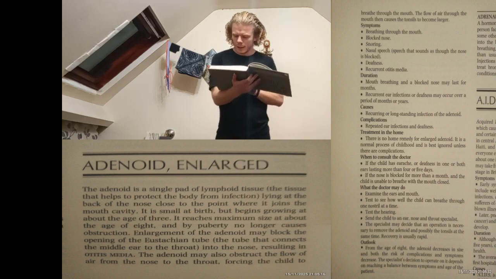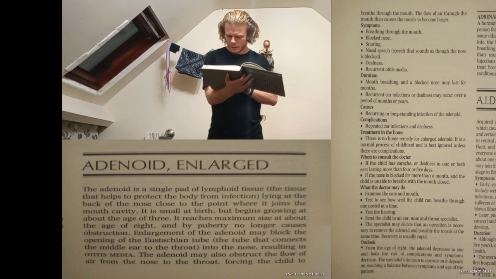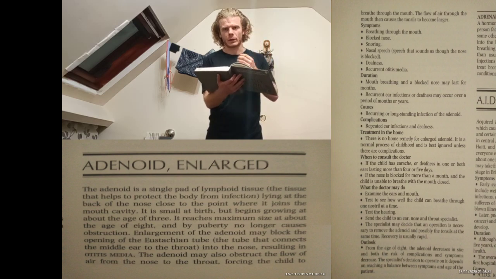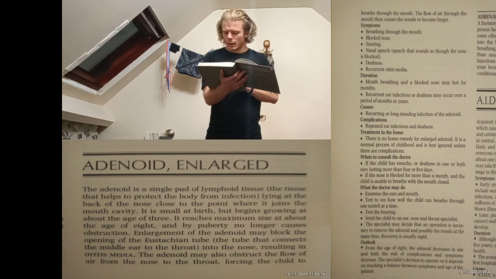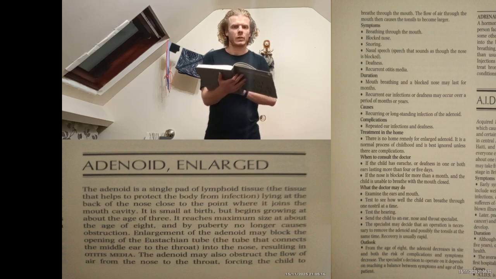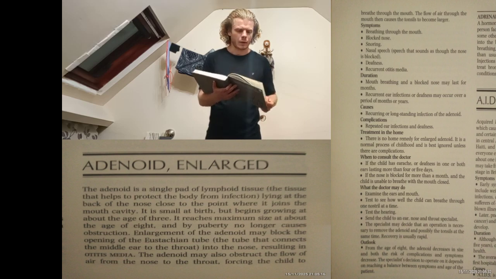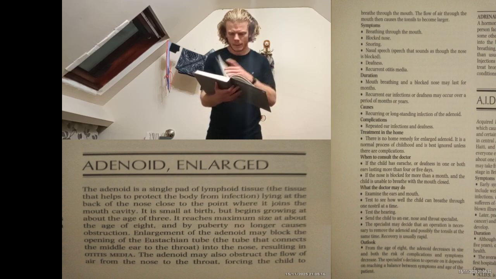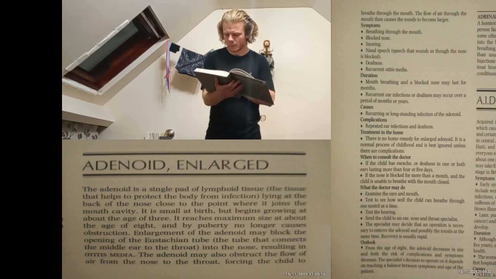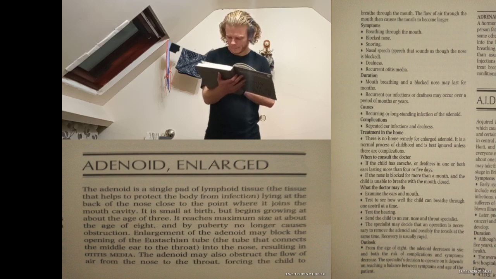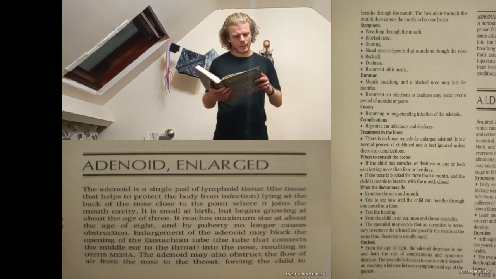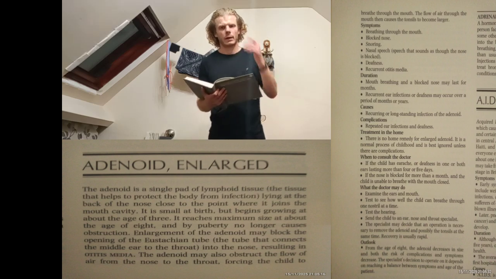If the adenoid is enlarged, then it can block the eustachian tube clearing the middle ear to the nose. It can block the opening to the nose, the enlarged adenoid, and then that can result in otitis media. And also it can be that a person can only breathe through the mouth then. And that makes the tonsils get larger.